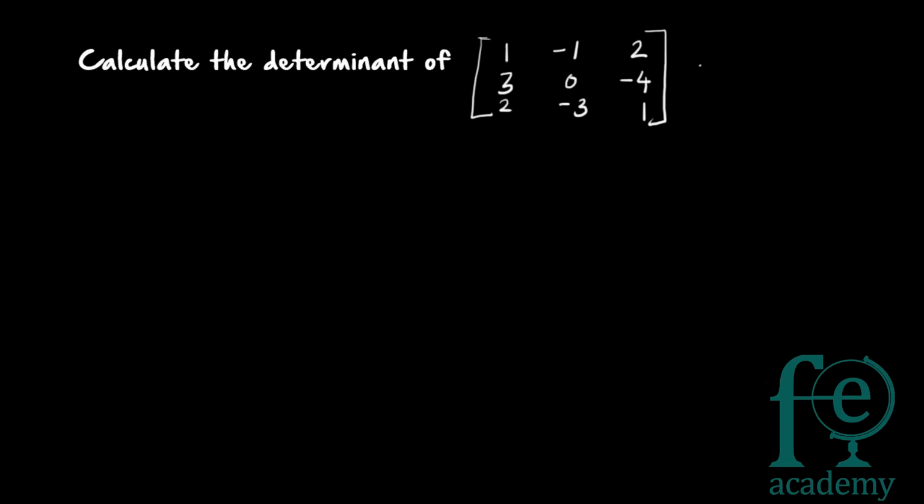So what you do is you omit the first row and the first column of this particular matrix. The first row and first column you omit first, and then you take the rest of the matrix. The rest of the matrix is 0, minus 4, minus 3, 1. Then you have to multiply it with this particular element.